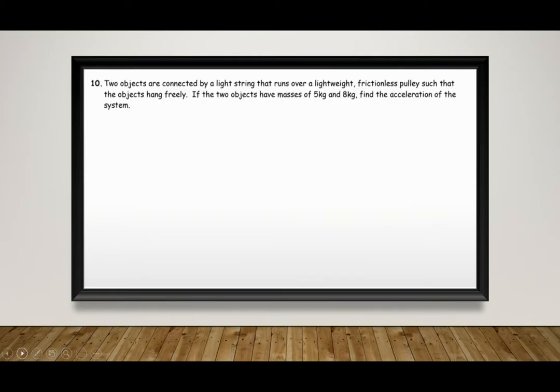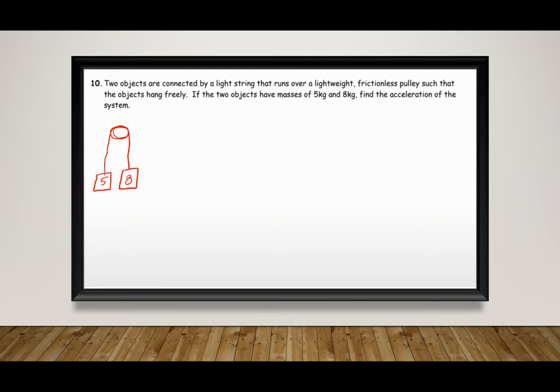Okay, question number 10. This is what we call an Atwood device, and basically we're looking at two objects that are connected through pulleys, or any number of objects connected through pulleys. It says two objects are connected by a light string that runs over a lightweight pulley. So we have our pulley here, and we have a thin piece of rope, and we have two objects, or two boxes. The frictionless pulley, such as the objects, hang freely. If the two objects have a mass of 5 kilograms and 8 kilograms, so this one is 5 and this one is 8, find the acceleration of the system.